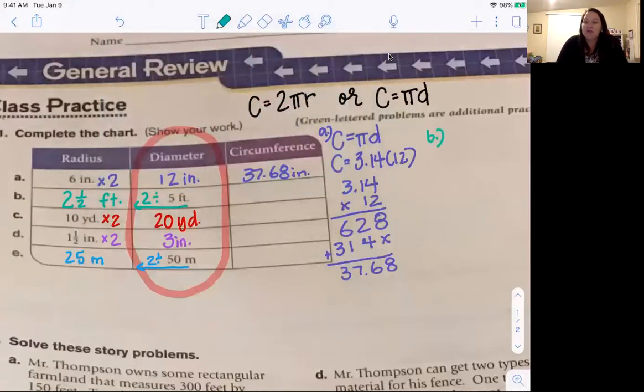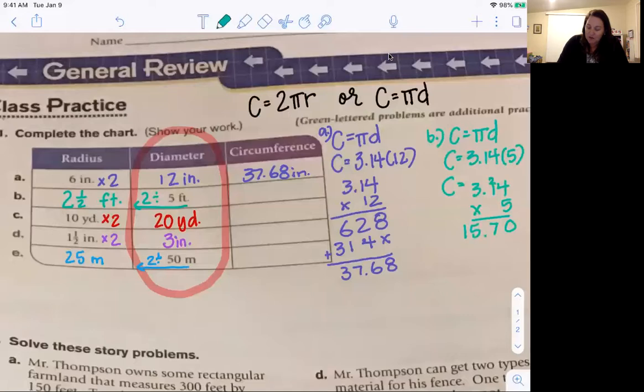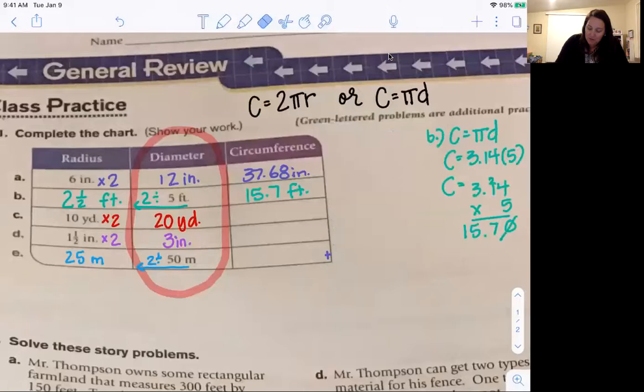Okay, we have 5 feet. So circumference equals pi times diameter. If you want to use 2 pi r and see if you get the same answer, go ahead. Circumference equals 3.14 times, in this case, 5. Let's see, 3.14 times 5. 5 times 4 is 20. 5 times 1 is 5 plus 2 is 7. And 5 times 3 is 15. Go into... yes, 15.7. What? Feet. Excellent.